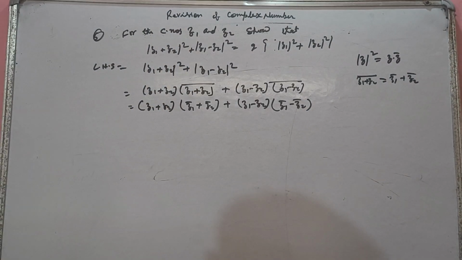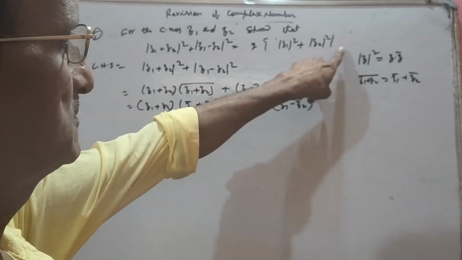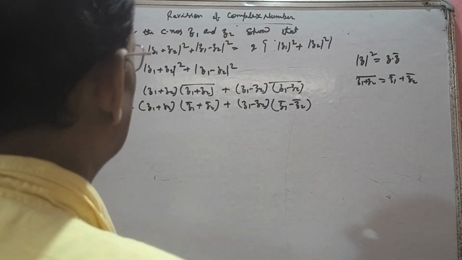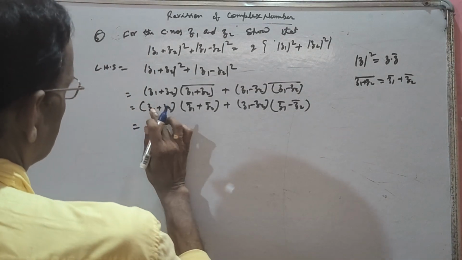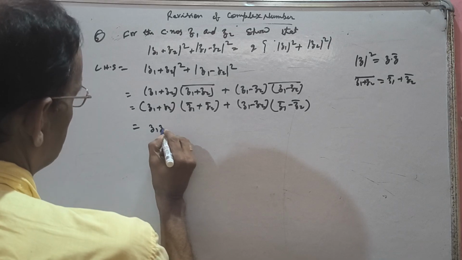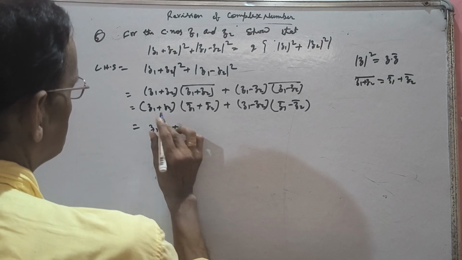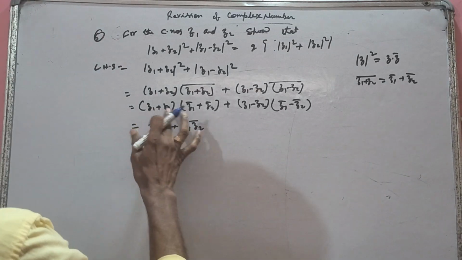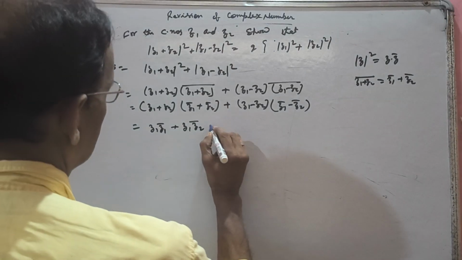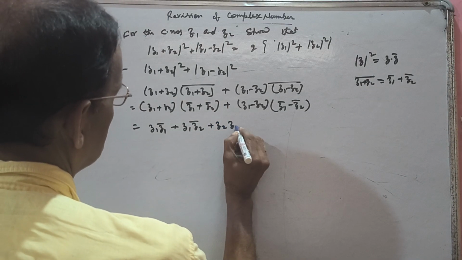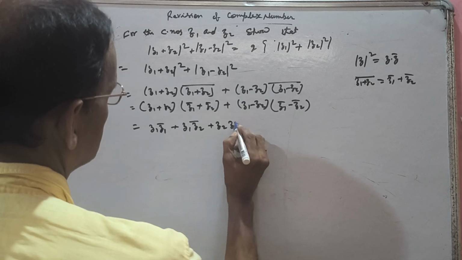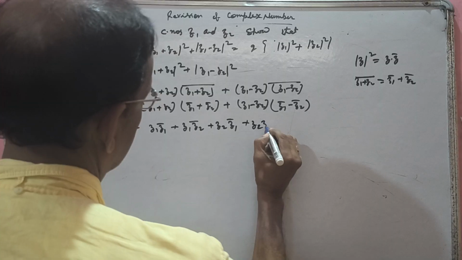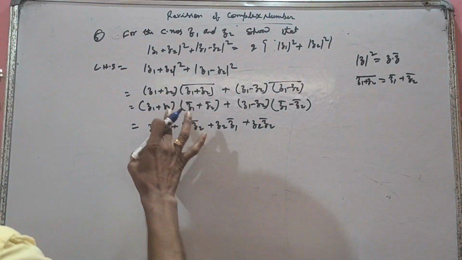Someone may feel it difficult, but it's not difficult. Once you are in the habit of using the property, it's easy. Now here, simple multiplication, so just multiply carefully. So this into this, z1 z1 bar, plus this into this, z1 z2 bar. Understood? Now again this into this: z2 z1 bar, plus z2 z2 bar. Multiplication is correct.